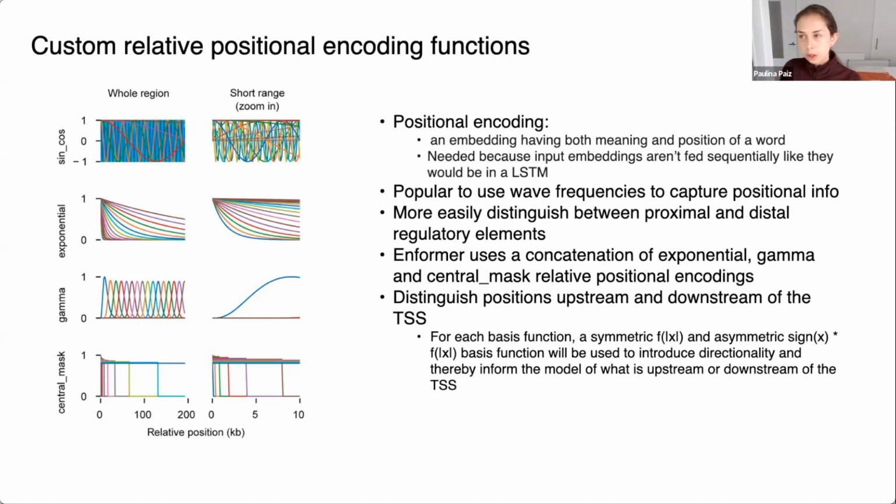And so you need to keep that kind of positional information, as the name suggests, and feed that into the model. So it's usually popular to use wave frequencies to capture positional information. That means sine and cosine. And this comes from the original Attention is All You Need paper.